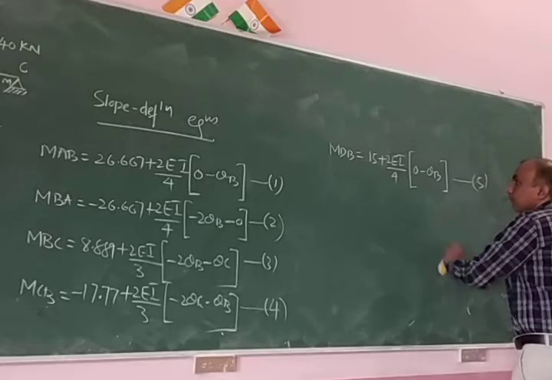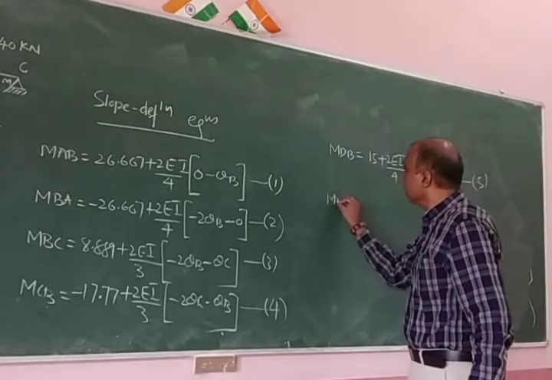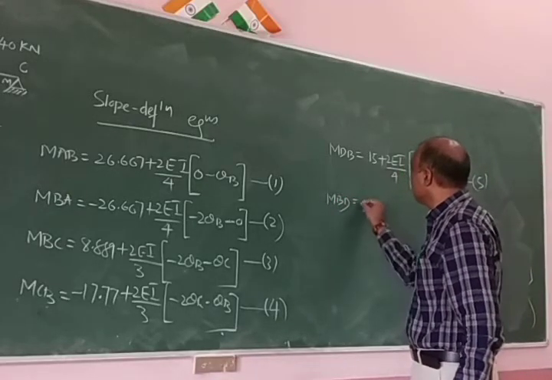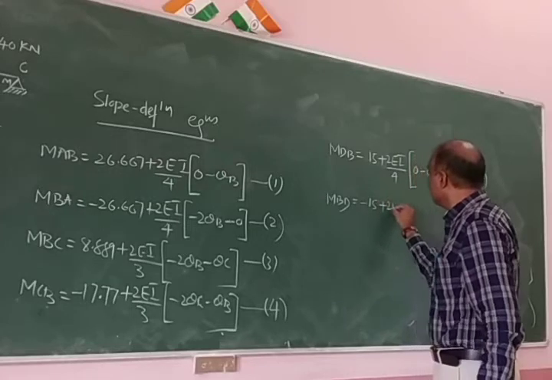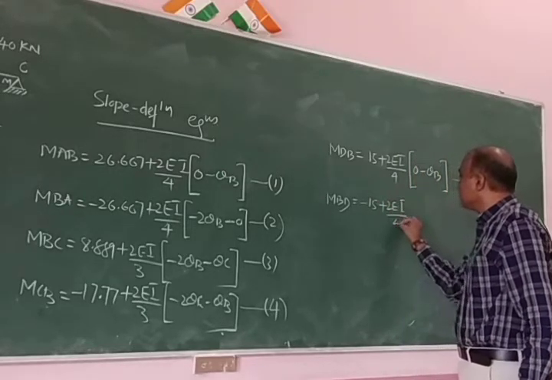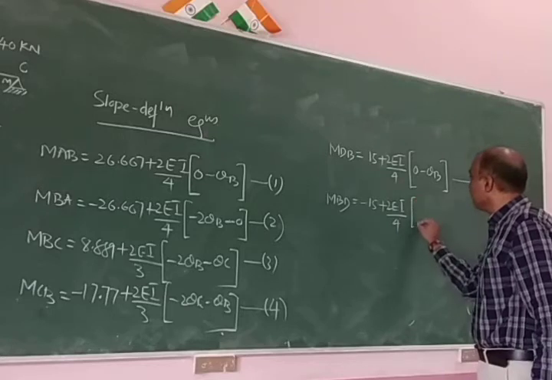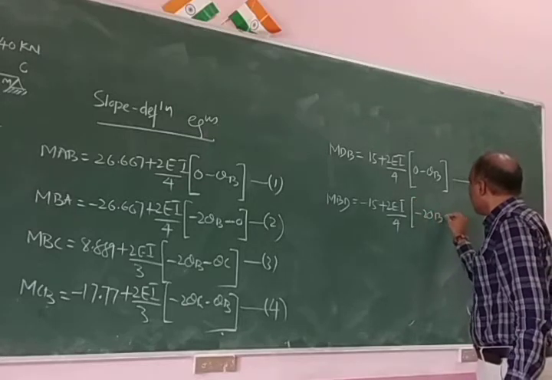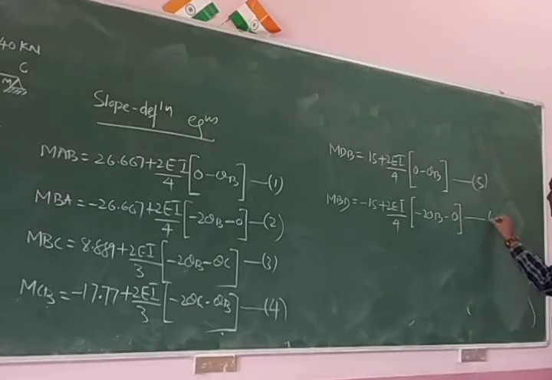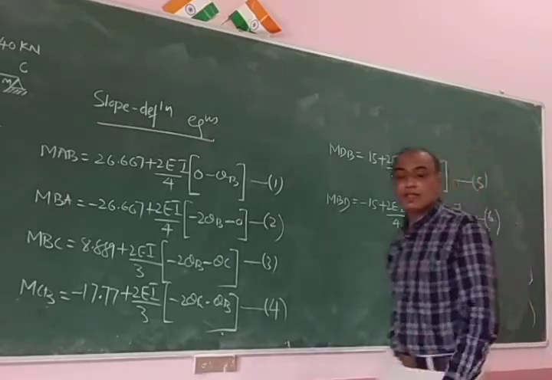And the last one, MFBD is MFBD minus 15, plus 2EI by L, L is 4, minus 2 theta B, minus theta D, 0. So this is the sixth equation. That means all the 6 equations I have written.